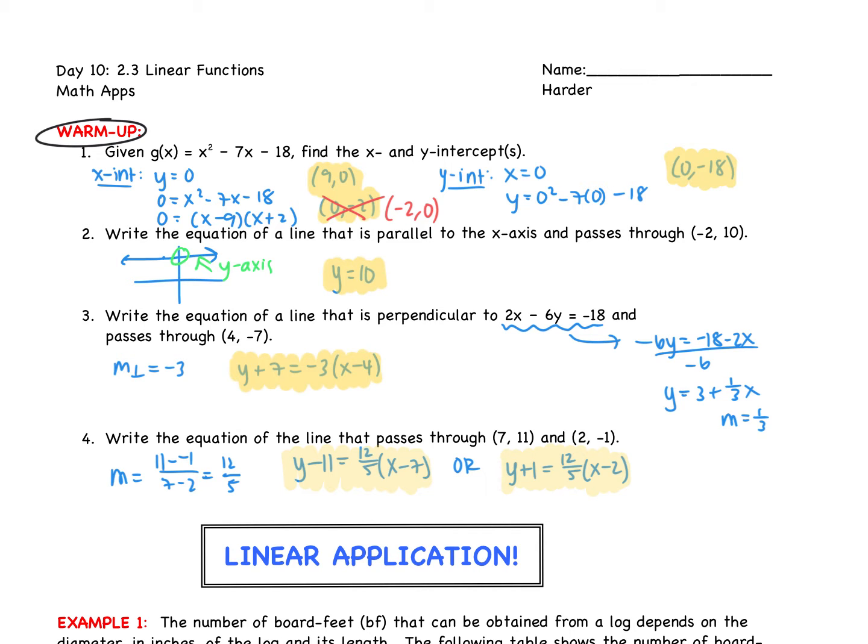And then number 3, find the slope of the line that you have, which is 1/3. Perpendicular slope is opposite reciprocal then. For 4, find the slope between the 2 points. You can use either point to write your equation. Again, leave it in point slope form. Do not do extra work.